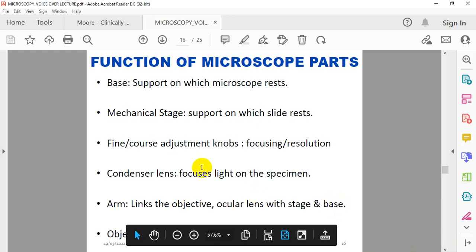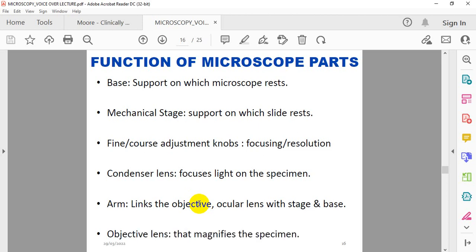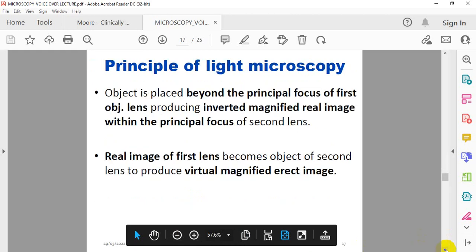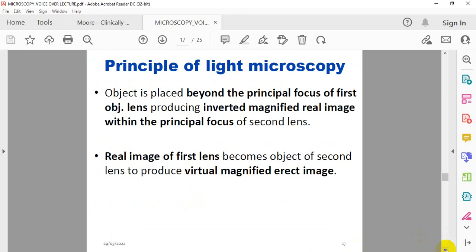Objective lens. The objective lens magnifies the specimen. It makes the specimen bigger for you to be able to see. Principle of light microscopy: the object is placed beyond the principal focus of the first objective lens, producing an inverted, magnified real image within the principal focus of the second lens. The real image of the first lens becomes the object of the second lens to produce a virtual magnified direct image.